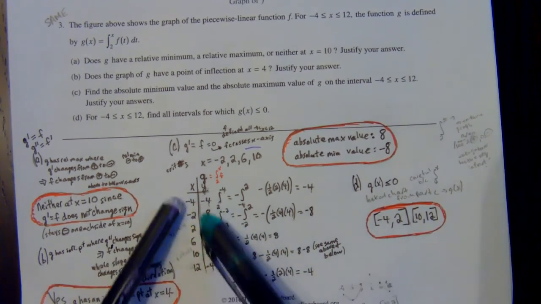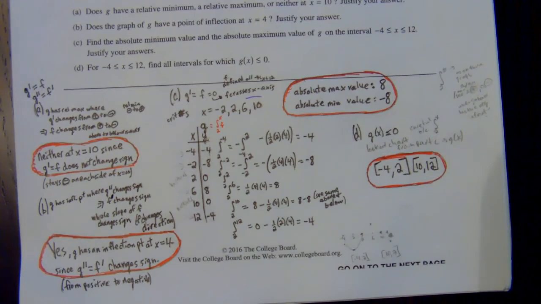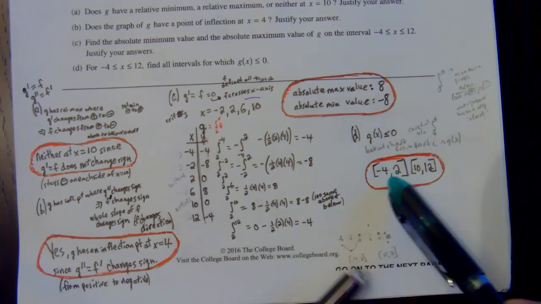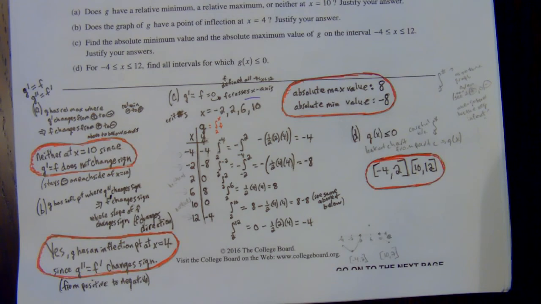You could even plot a bunch of those points. So I think I did that down here because I was just trying to be overly cautious. I was plotting some points there. I said, okay, where is it negative now? That's in those intervals right there.